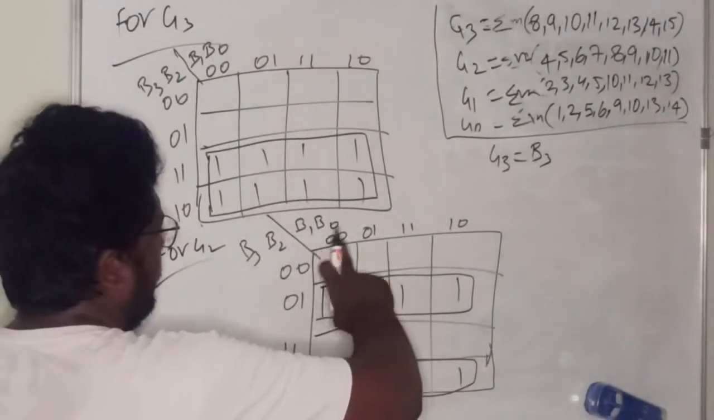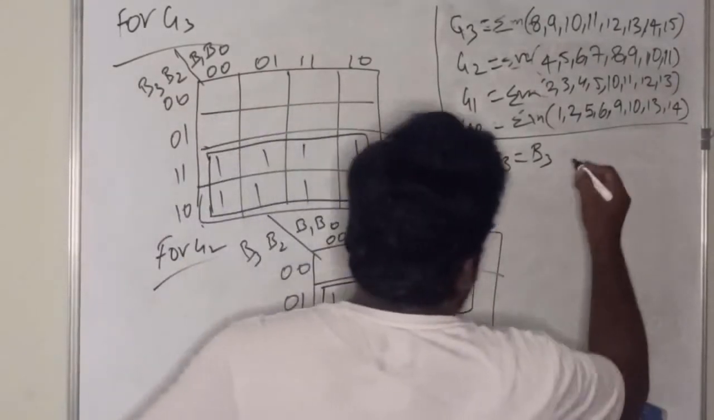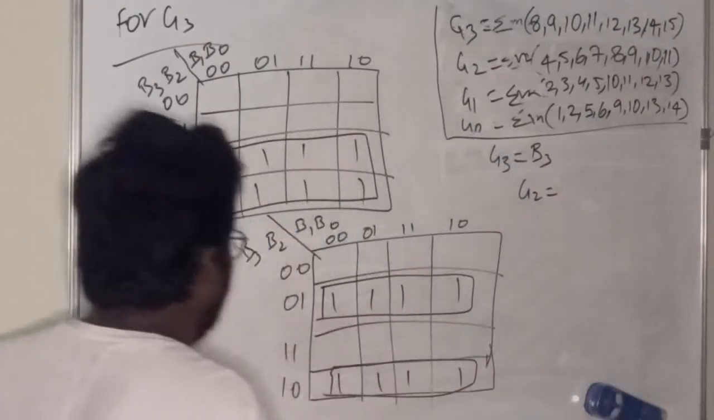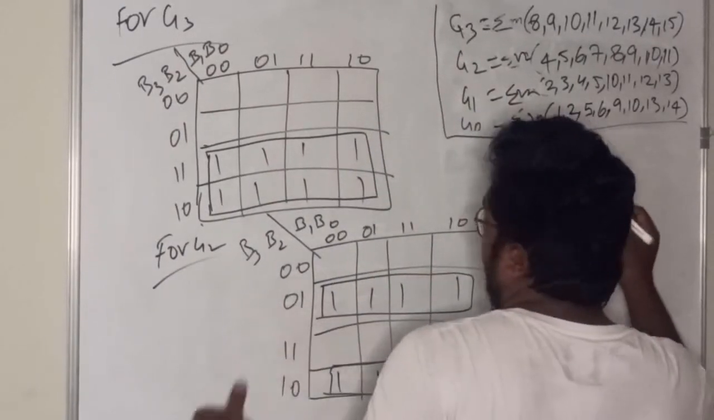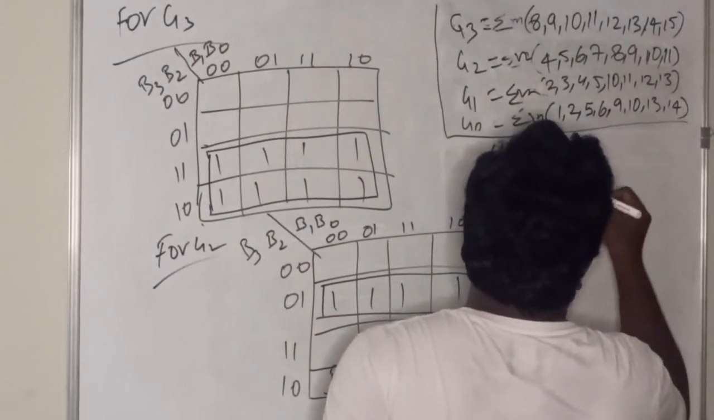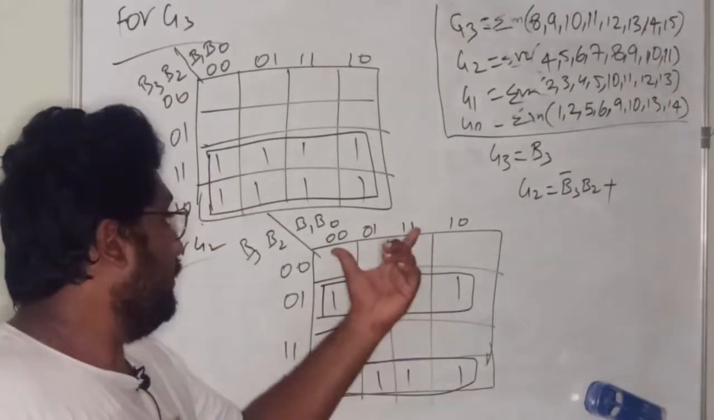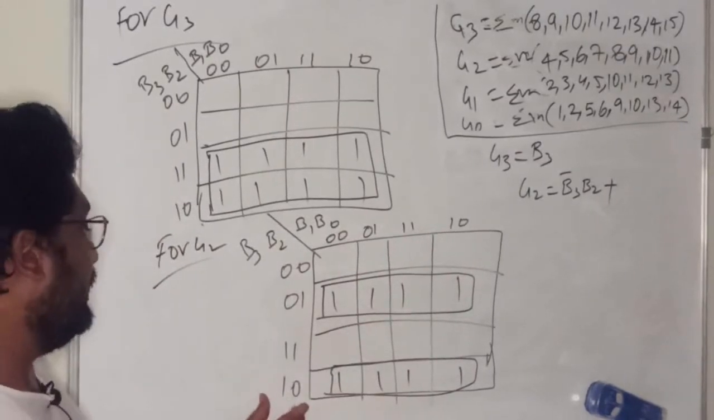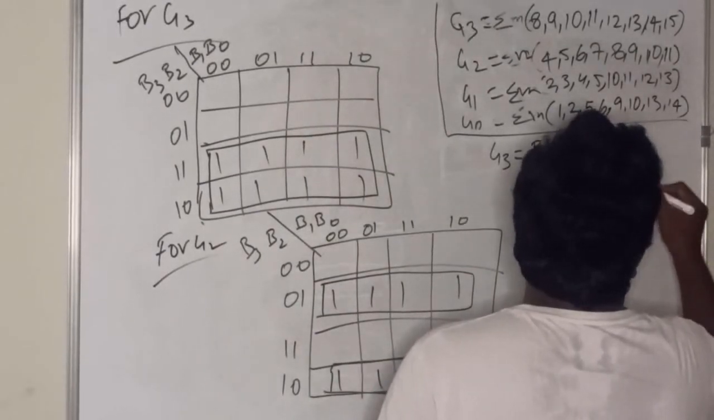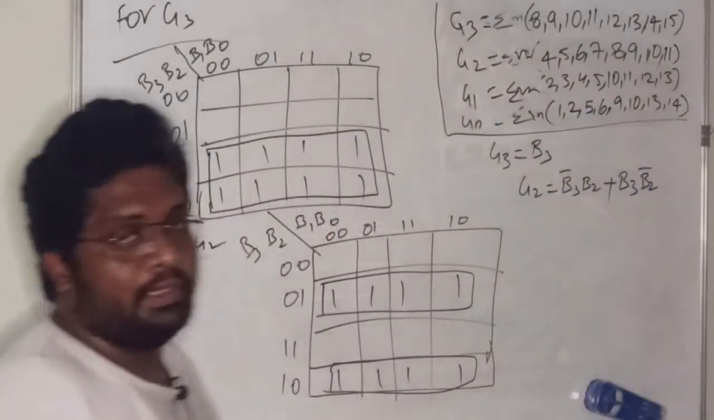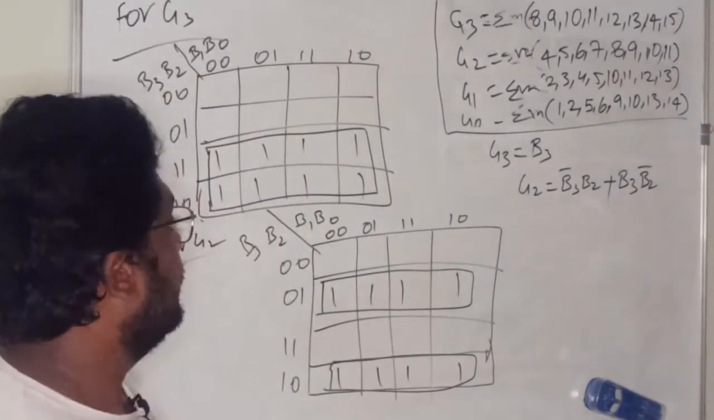So if you observe here, for B1 and B0 values are varying, right? So now for the first quad, G2 is equals to, B3 and B2 are not varying, right? So B3 complement B2 plus, for the second quad, B1 and B0 values are varying and B3 and B2 values are constant. So B3 B2 complement. So this is the minimized expression that we have obtained from the G2, right?